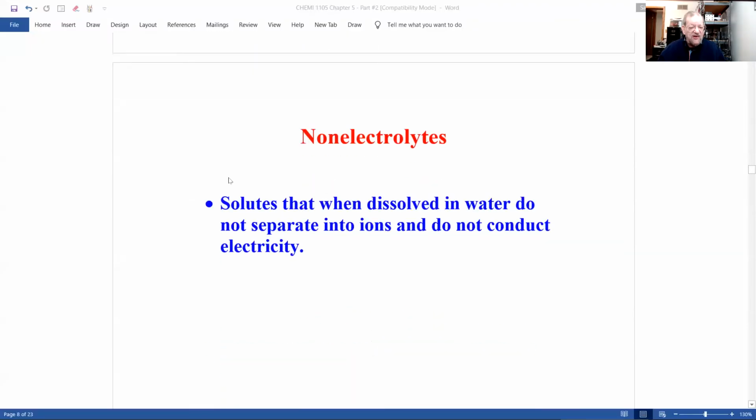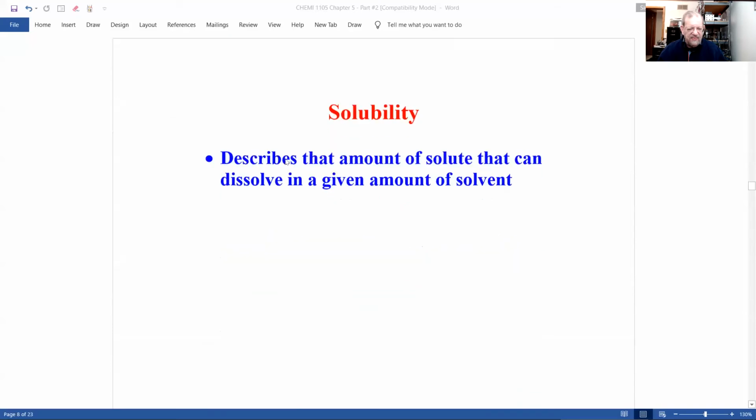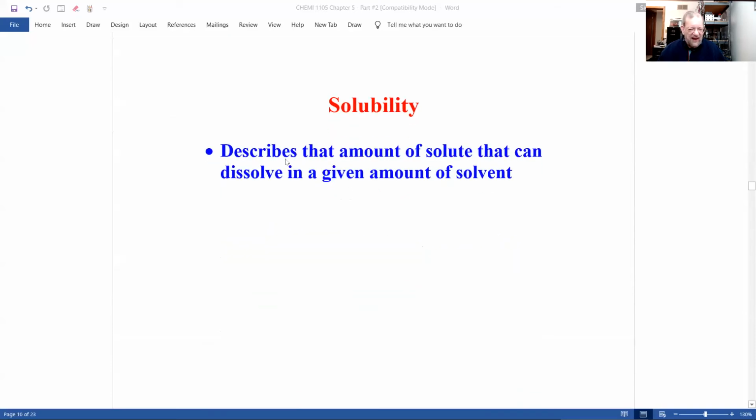All right, let's move on. Switch is still off. Non-electrolytes are solutes that, when dissolved in water, do not separate into ions and do not conduct electricity. Example, this would be sugar. You put sugar into your tea like I did, it's a non-electrolyte. Switch is off for this one slide also. All right, switch is back on.